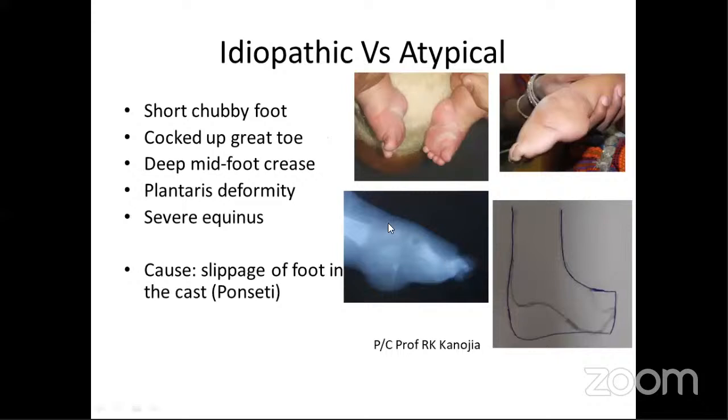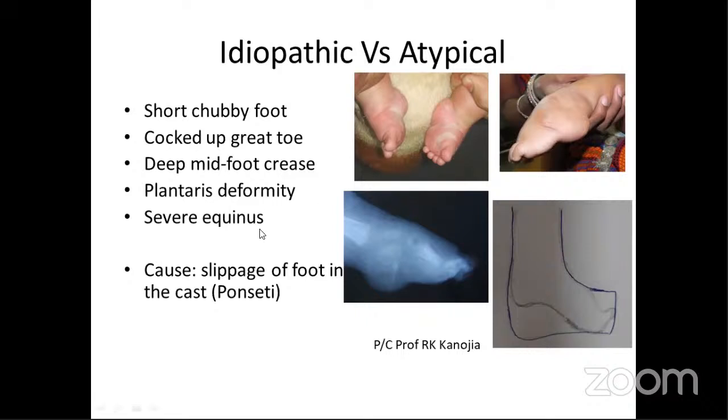Idiopathic versus atypical. This atypical clubfoot came into picture only once we started doing the Ponseti method. It was defined as a short, chubby foot with a cocked up great toe, with a deep midfoot crease. You can see this crease, which can also be visible laterally. This complete falling of all the five metatarsals is called plantaris deformity. Cavus means falling of only the first metatarsal. When all the five metatarsals fall, it is called plantaris deformity.